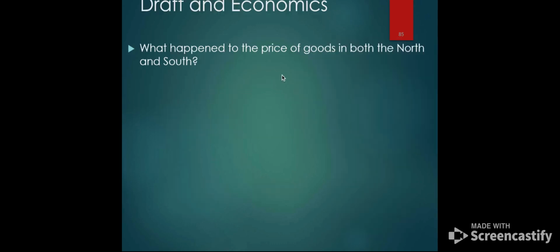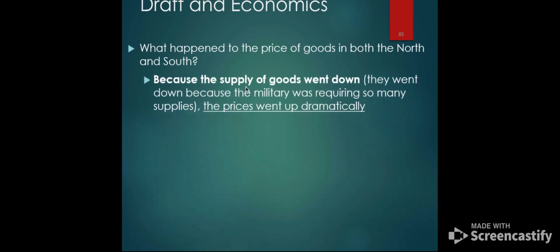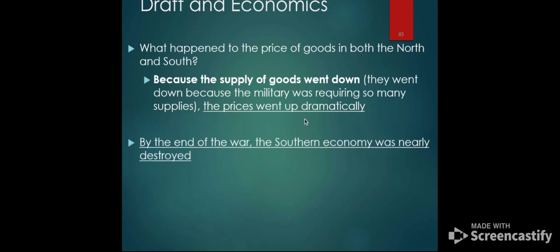They have to pay interest on them because otherwise people probably wouldn't loan money if you don't make any money off of it. What happened to the price of goods in both the North and the South? Prices throughout the war went up. Another reason they went up, inflation was going on, but the supply of goods was also going down. So things like food or anything made out of metal, anything that the military needed, those prices went up because the supply of food and metal was going down because the military needed those things to win the war. So supply was going down, inflation was going up. So that's kind of a double whammy. Prices are going to go up dramatically. By the end of the war, the South, their economy was completely destroyed.